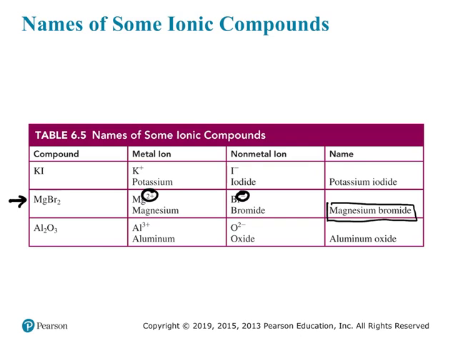All right, and then in the last column or row here, we have Al2O3, which is aluminum oxide. So we're just taking, again, the name of the metal, and then we're using the first syllable of the nonmetal and adding IDE on the end.